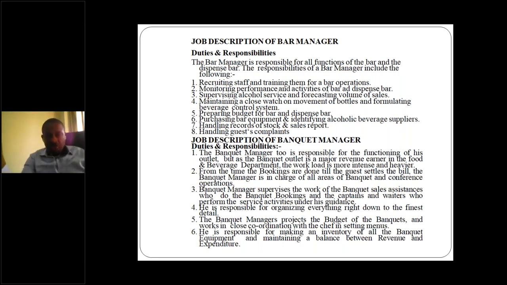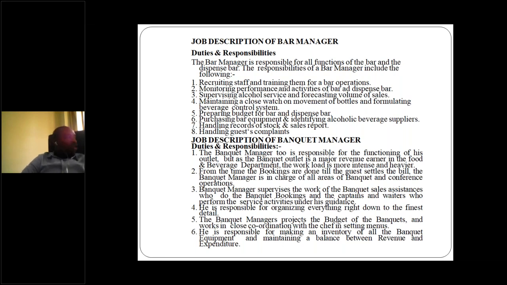Staff. He has to ensure that staff are recruited and trained. You have to ensure that there is monitoring and performance activity of the bar, and how they are spending. You need to supervise the alcohol services. Are we serving what we're supposed to serve? The volume of service. So he needs to be responsible for that.